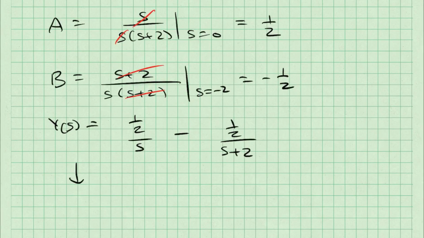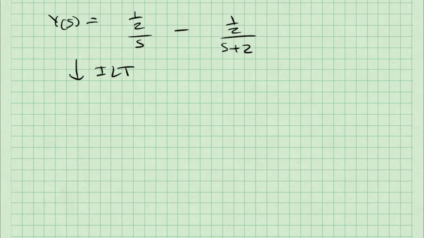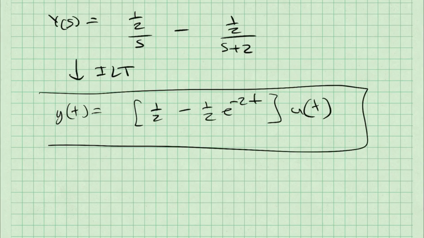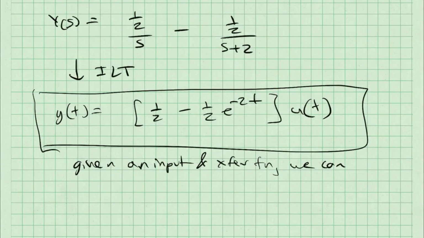By taking the inverse Laplace transform, I can find the time domain function y of t, which is equal to 1/2 minus 1/2 e to the negative 2t, u of t. The key result from this example is that if we're given an input to a system and the transfer function of the system, we can easily get the output response.